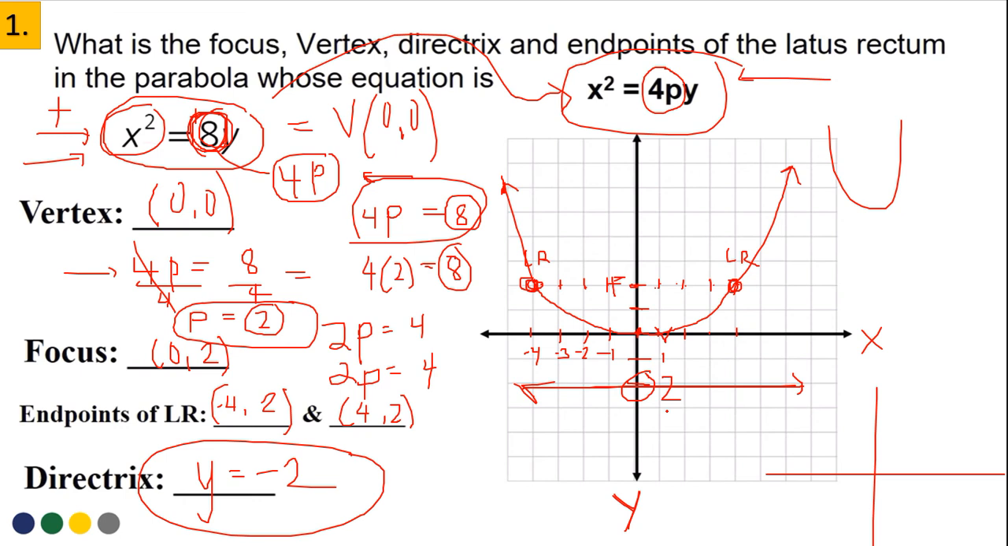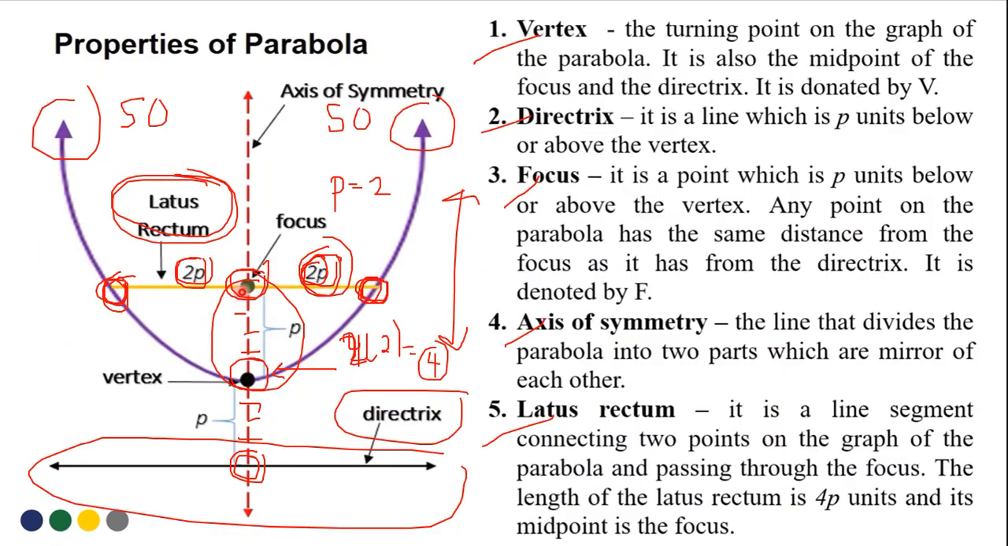naka-base ang focus kung nasaan po yung vertex at kung nasaan si squared. Di ba si squared nasa x? Ibig sabihin nakaharap si x. Yung front mismo ng parabola nakaharap daw sa x, kasi nga yung squared nasa x. Kaya hindi na tayo malilito kung nasan si focus. Hindi siya pwedeng maging left, hindi siya pwedeng maging right, kasi nga yung x po, may squared. Okay?